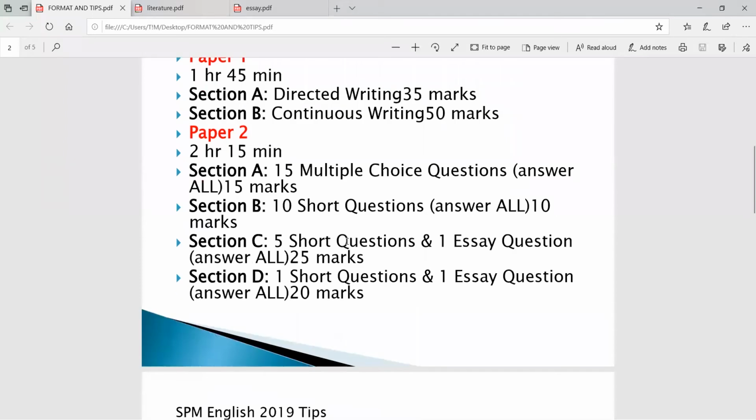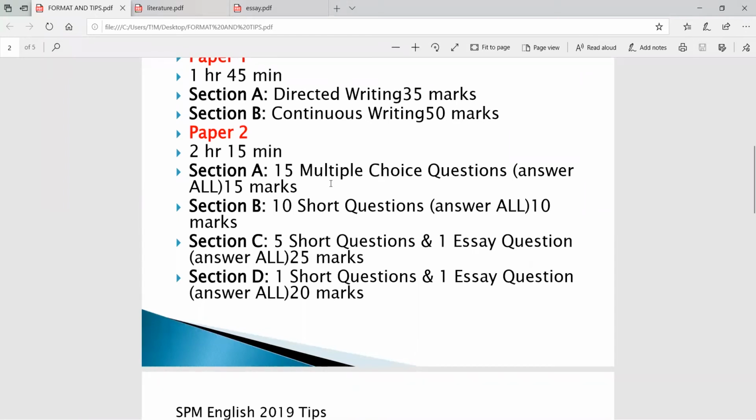And then when we move on to paper 2, you have 2 hours and 15 minutes. In section A, you have 15 multiple choice questions, meaning the ABCD, all right? Even though it's an ABCD question, usually the questions are a bit tricky. They ask about meaning, different words and all that. So make sure your spelling and your vocabulary are very good.